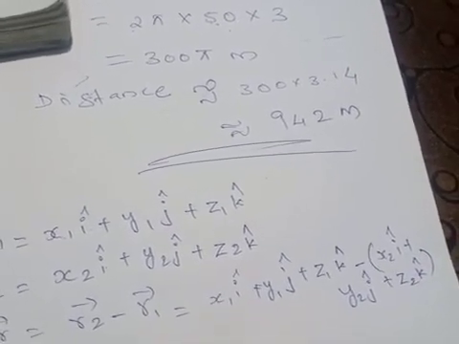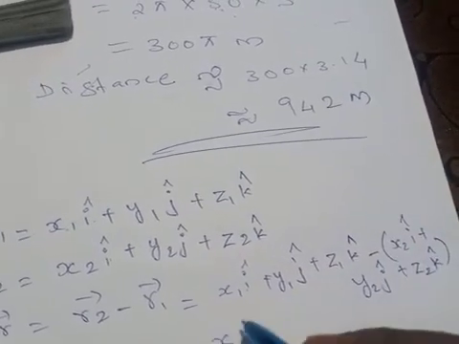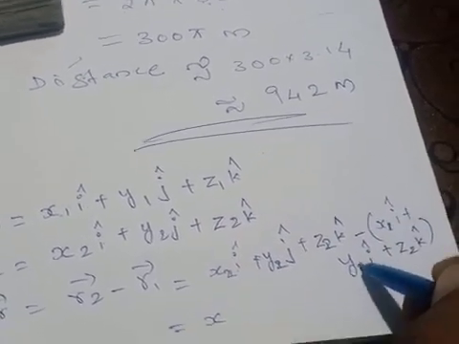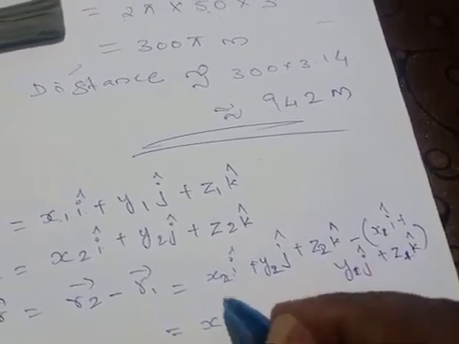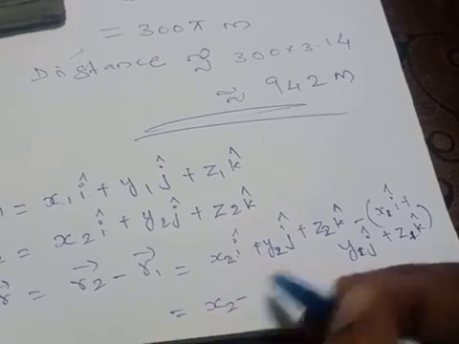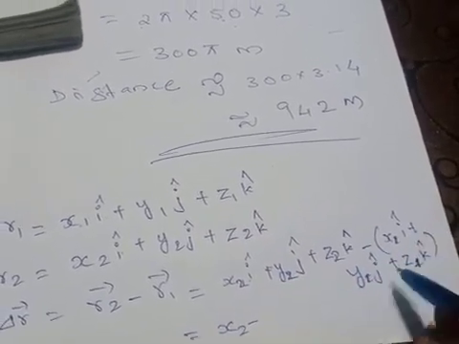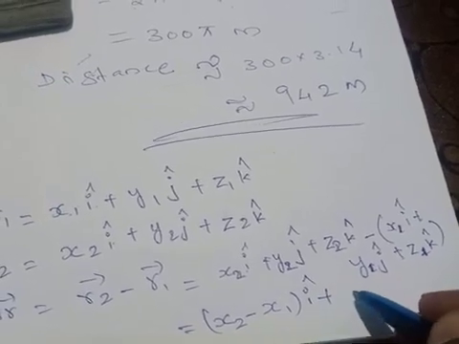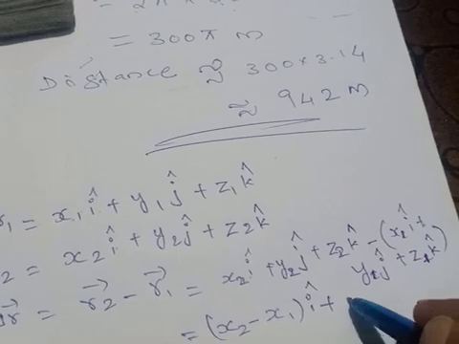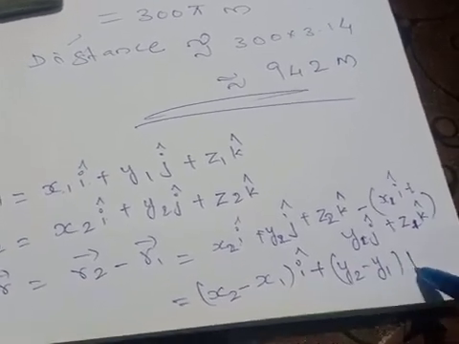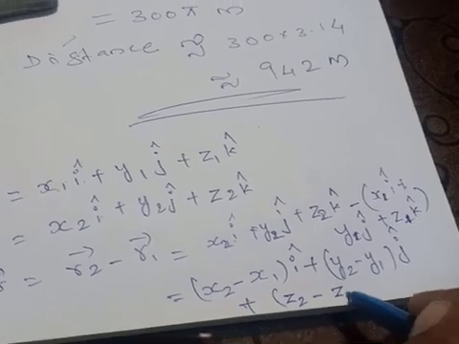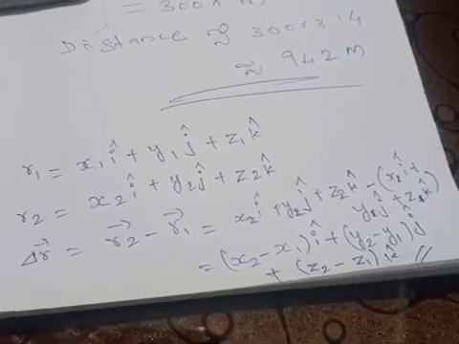If you are taking the difference, i is common, so you can write x2 minus x1 i unit vector plus y2 minus y1 j unit vector plus z2 minus z1 k unit vector, because it is r2 minus r1. This is how we can find the position vector. You can take a screenshot of this and study.